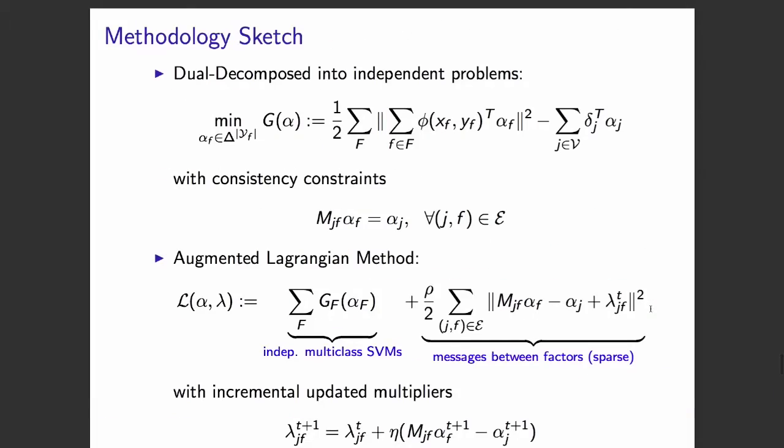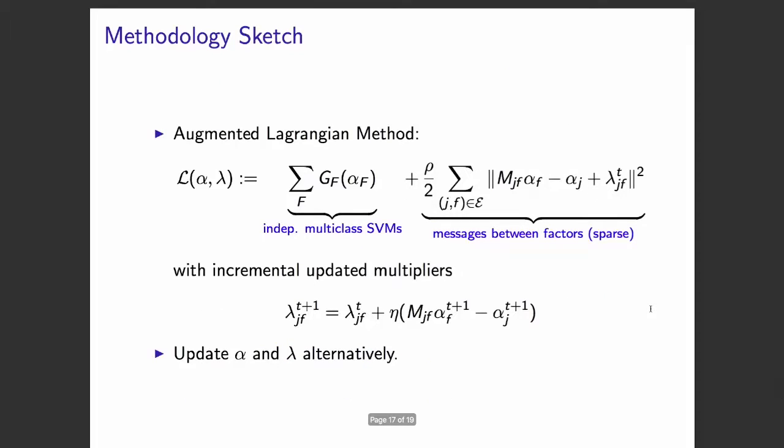Instead, we're going to use the augmented Lagrangian method that tries to relax the constraints here into a penalty term, and we update the multiplier as in the standard ALM algorithm. After that, what we need to do is basically alternate between the dual variables and the multipliers until we converge.